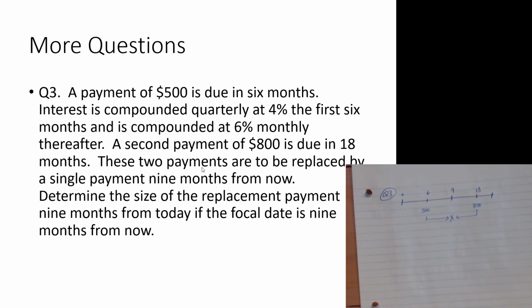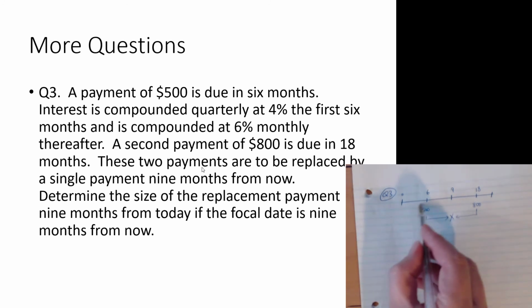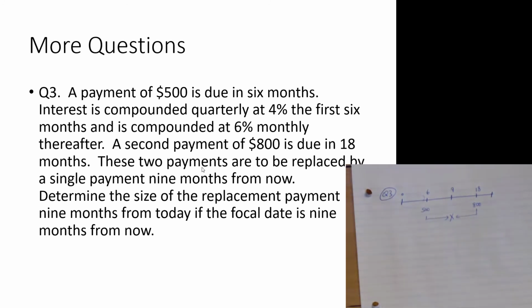Now, what has happened? Interest is compounded quarterly at 4% in the first 6 months. I'm not doing any calculations in the first 6 months. I don't care. It's already worked. It's already baked into the $500 payment. It doesn't matter to me. Whoa, cool, right? So here with the focal date, not only do you not have the nasty coefficient in front of the X, you don't have to deal with the second interest rate.